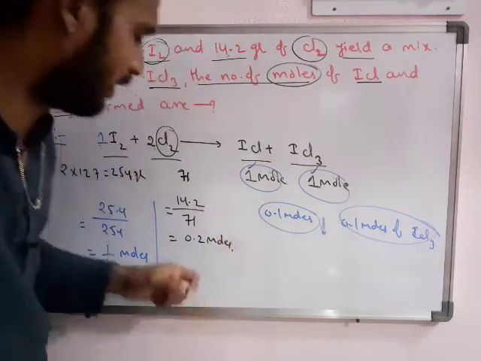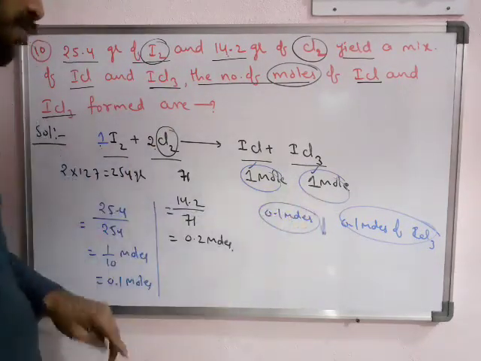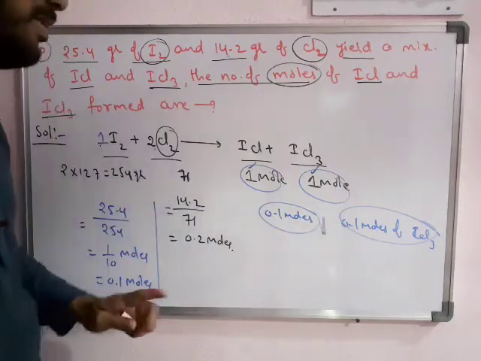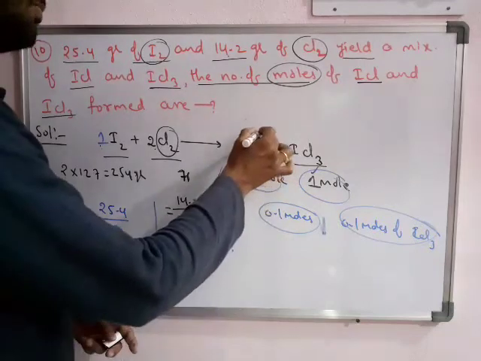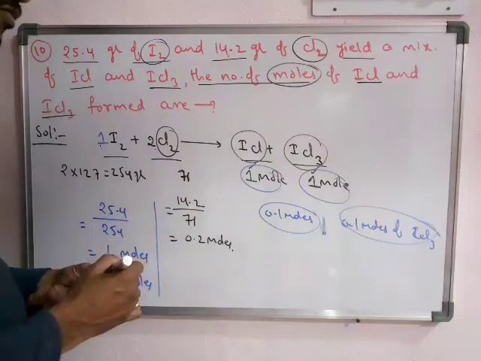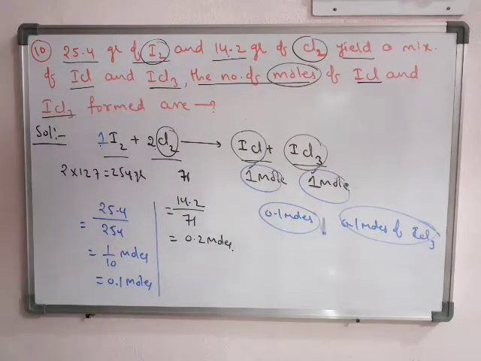Okay, so like this also we do. They are in 1:2 ratio, they are in 1:1 ratio. 0.1 moles, 0.1 mole, 0.1 mole. So the answers are 0.1 mole of ICl and 0.1 mole of ICl3 are formed. Okay. Next.